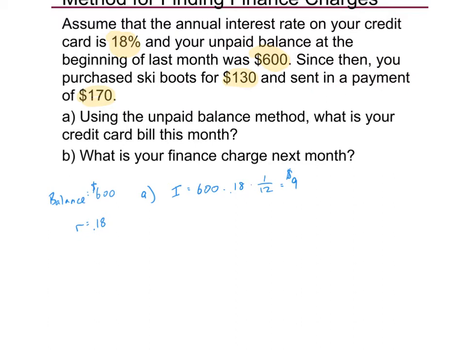So the next step is to find our new balance. That is going to be equal to $600, our previous month's balance, plus the finance charge, $9, the interest that we're paying on that, plus any charges. I bought ski boots because that's my jam. I love skiing. And then we subtract any returns. There's none in the problem. And we subtract any payments. We have a $170 payment. Type all that into your calculator, and the new balance on the loan is $569. And that is the answer to part A.